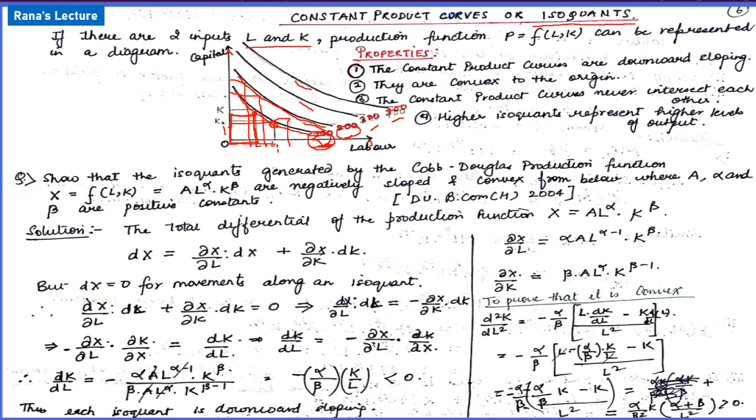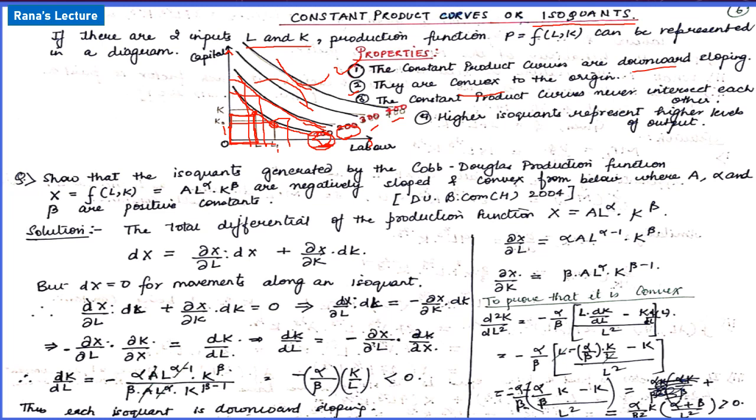Come to the properties of isoquants. The constant product curves or isoquants are downward sloping. As you can see from the diagram, they are downward sloping. They are convex to the origin. You can see from the diagram, they are convex. Concavity is this and they are convex, they are in this way.